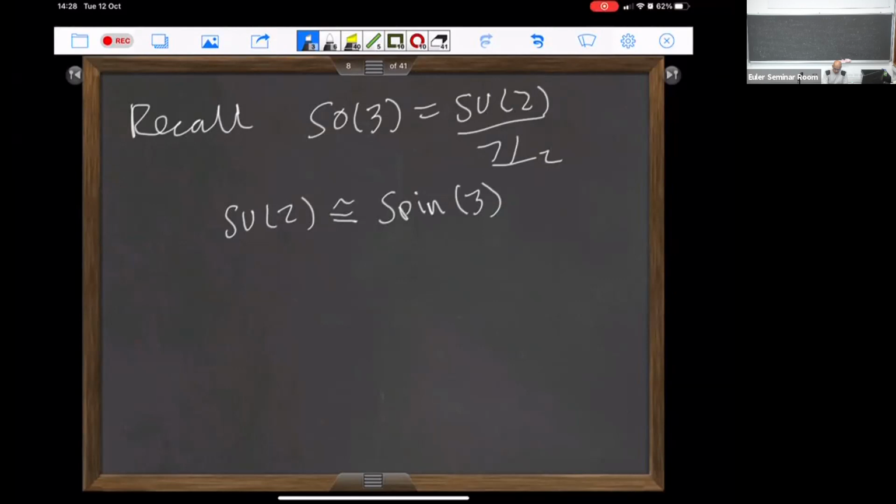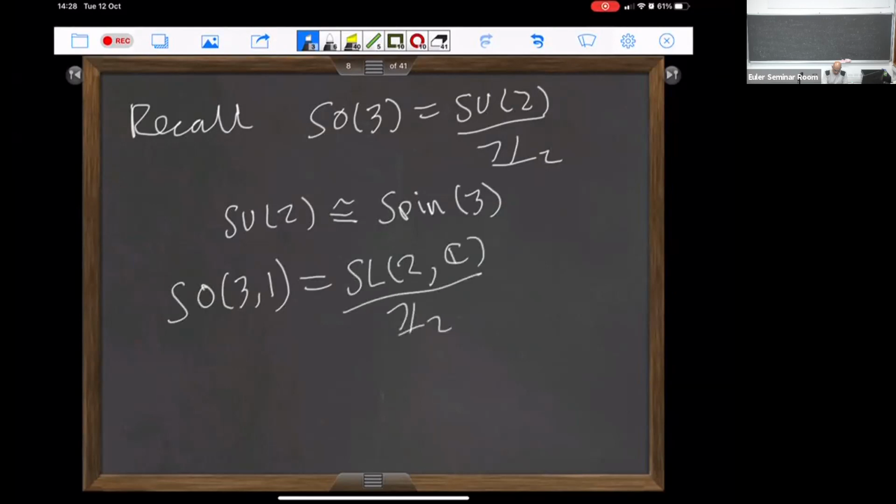And there's an analog of these statements when you include boosts as well. So, for example, SO(3,1), there are different ways of writing it. They're all equivalent. It's the same as SL2C modulo Z2, but this is also the same thing as what I'm calling Spin(3,1). So it's just the half at the level of the Lie algebra. It's just whether or not you have representations of spin 1/2 or not.